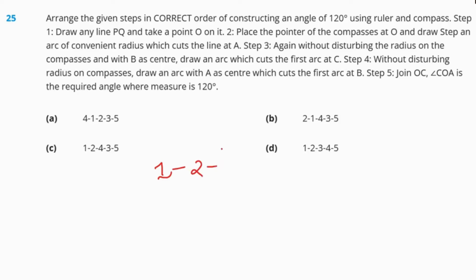And the third one, again without disturbing, so that is wrong. Next, fourth step, without disturbing radius on compass, will come next. Then after that, the step again without disturbing the radius on the compass will come as 3. And last, the 5 is correct. There is only a change between 3 and 4. So the correct option is 1, 2, 4, 3, and 5. So option C is the correct one. This is the order that we have to arrange to construct the angle 120 degree.